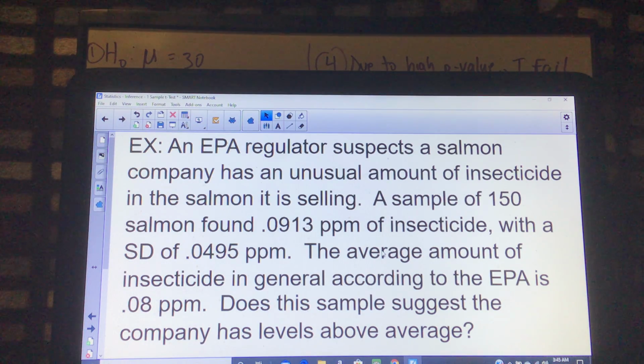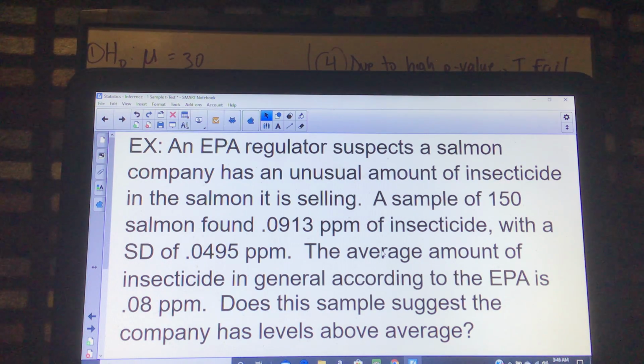Here's one for you to try. I'll put it up; if you want to try it, pause it. In a moment, I'll go on and show the answer. So basically there are EPA regulators. They suspect that the salmon they're inspecting has an unusual amount of insecticide. They take a sample of 150 and find 0.0913 ppm, meaning parts per million, of insecticide. The standard deviation of their sample comes out as 0.0495 parts per million.